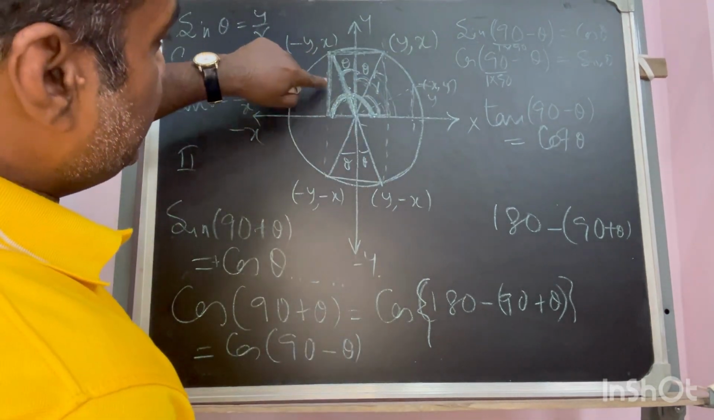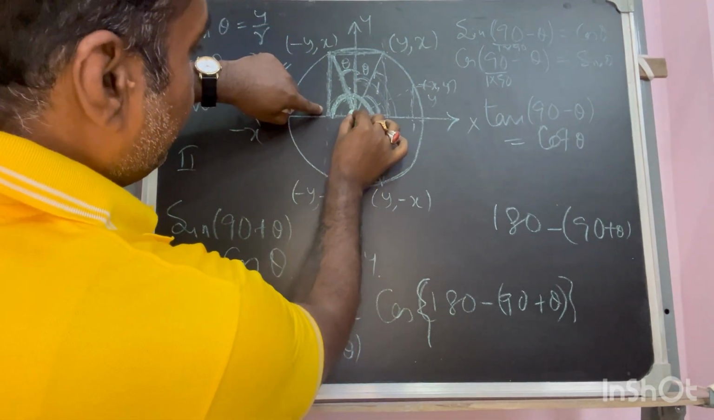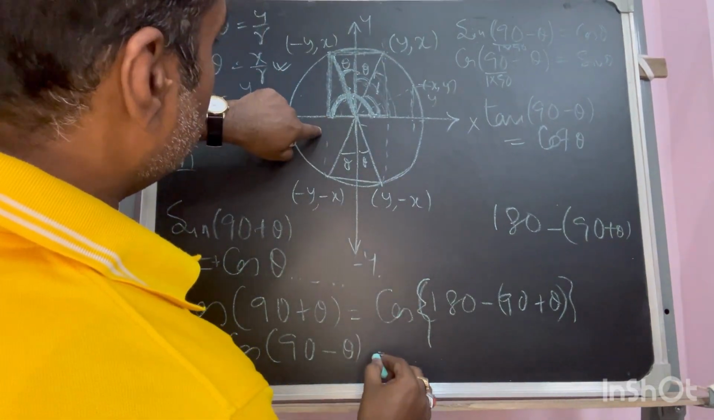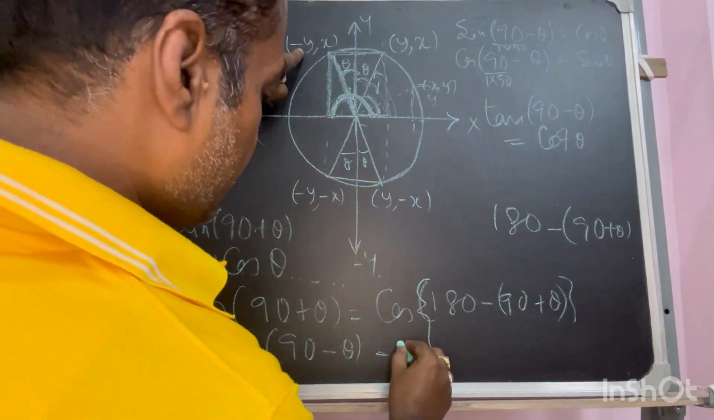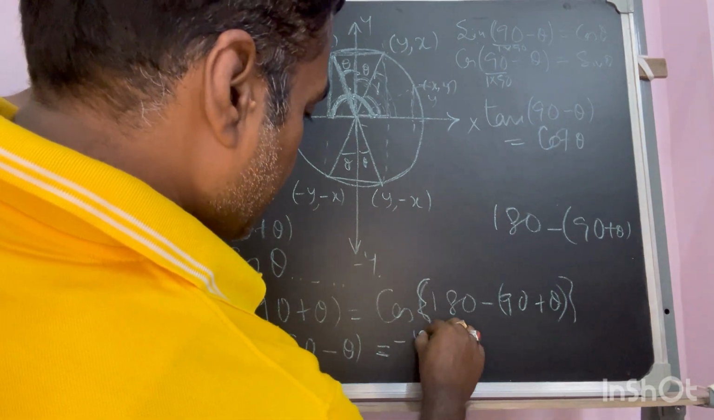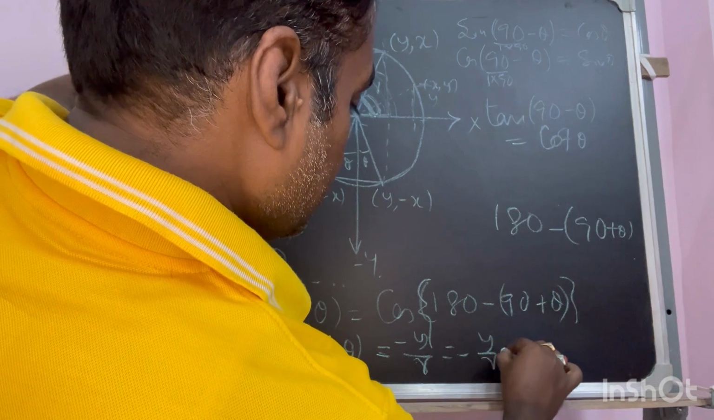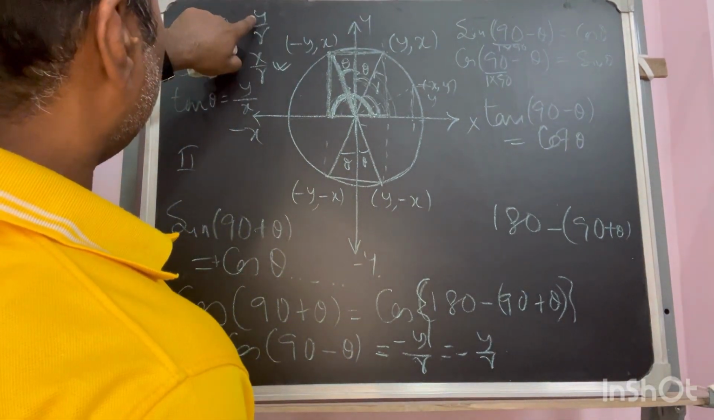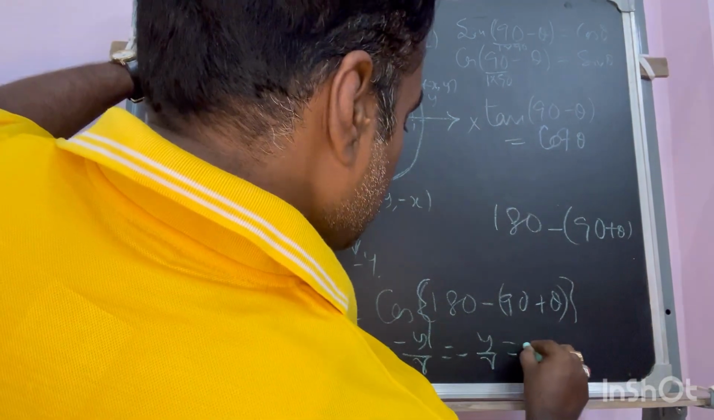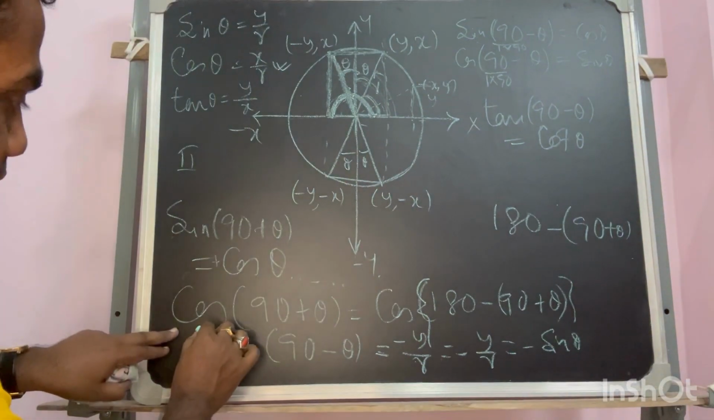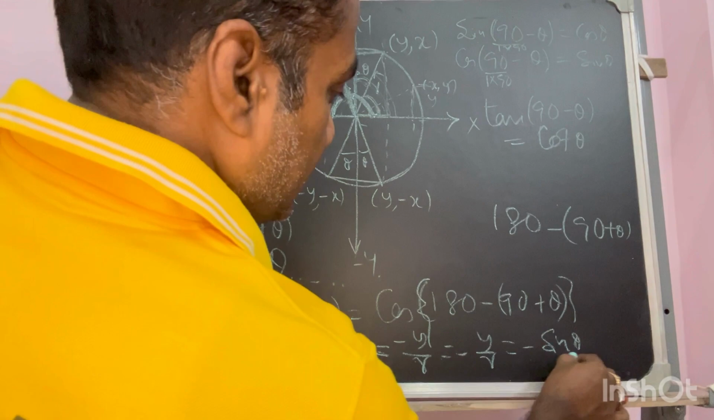Now cos of this angle, if I consider, this will be the base upon this. So how much is the base? This side base is minus, but how much minus? Minus y by r. So minus y by r is equal to sin theta. So see, this is minus sin theta. That means cos(90 + theta) is coming minus sin theta.